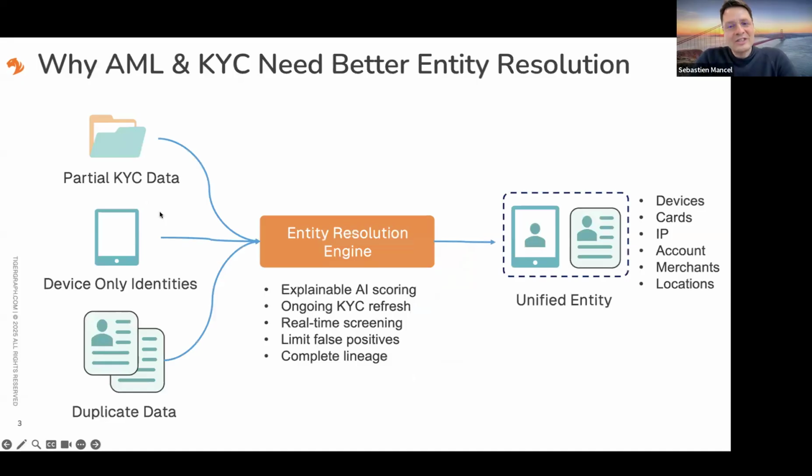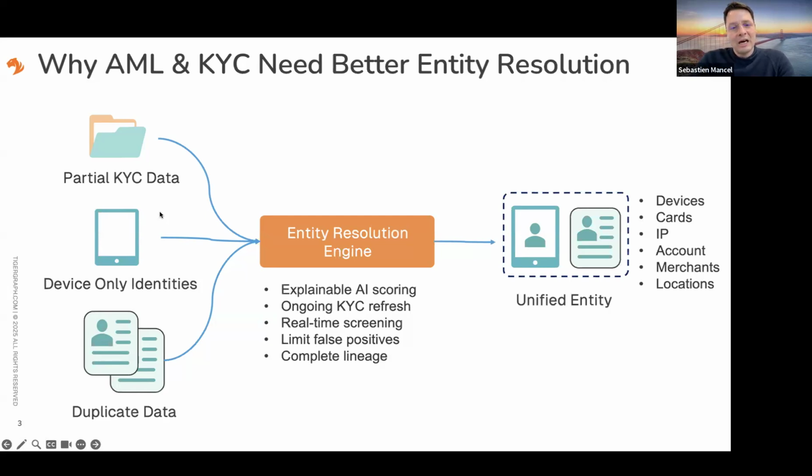So at the heart of the challenge is data fragmentation, and that's where most AML and KYC processes start to break down. On the left-hand side, you can see what many organizations are struggling with today. Partial KYC data, where profiles are missing key details, device-only identities, where transactions are tied to a device but not verified as an individual, and duplicate data where the same person appears under slightly different names or formats across multiple systems.